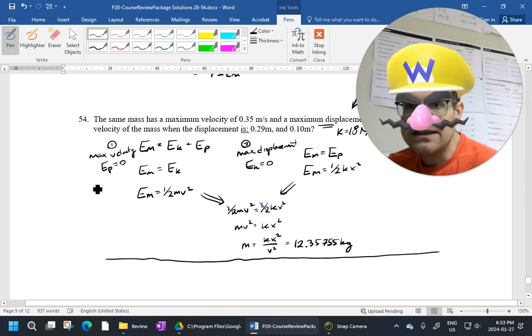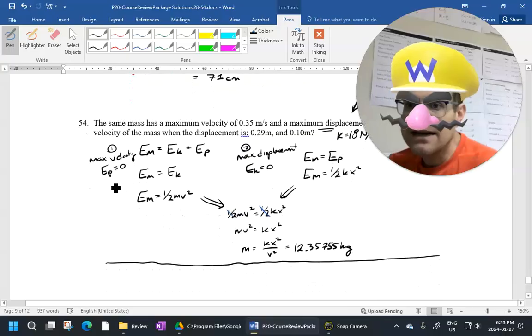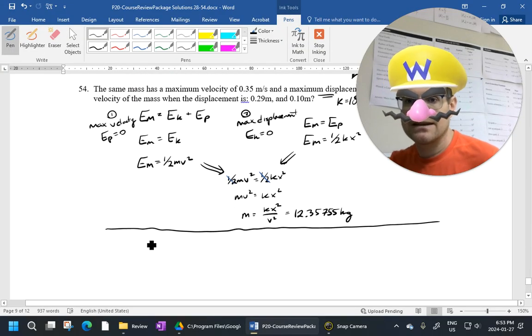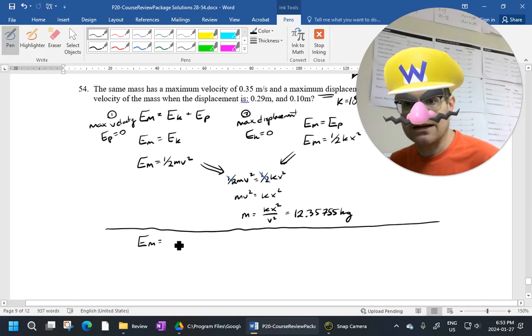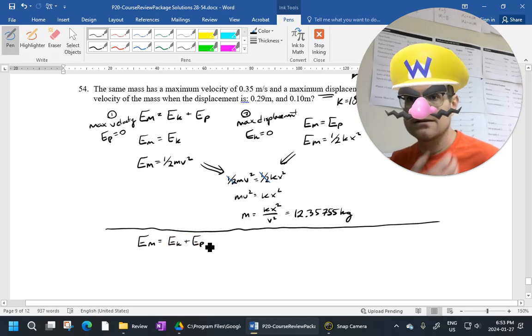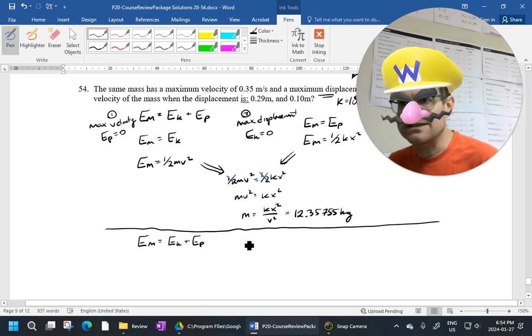Now it wants us to find the velocity of this mass at very specific displacements. So my EM is not going to change, right? So it's going to stay the same. But my EM is going to be now a combination of both my EP and my EK in both these situations here. So what's both of those things? So what I got to figure out, first of all, what is the EM?